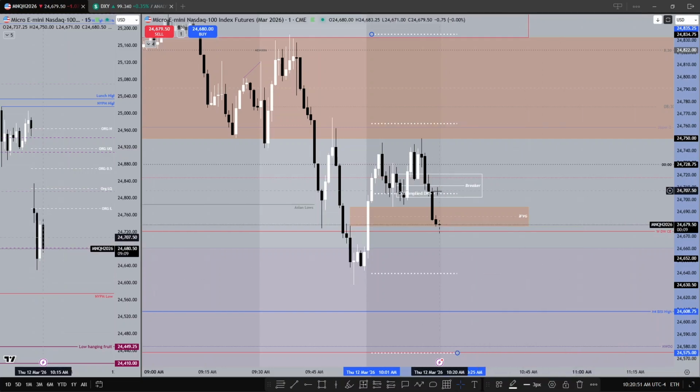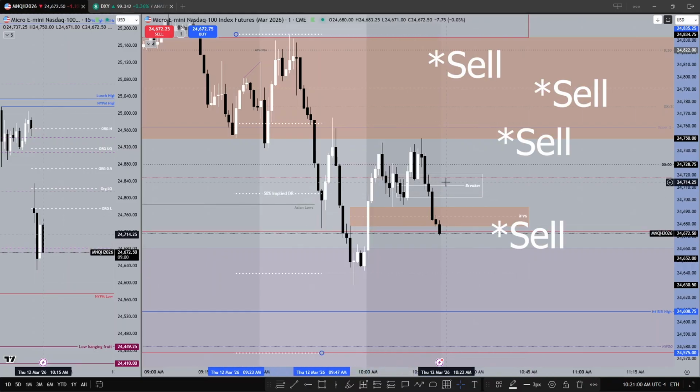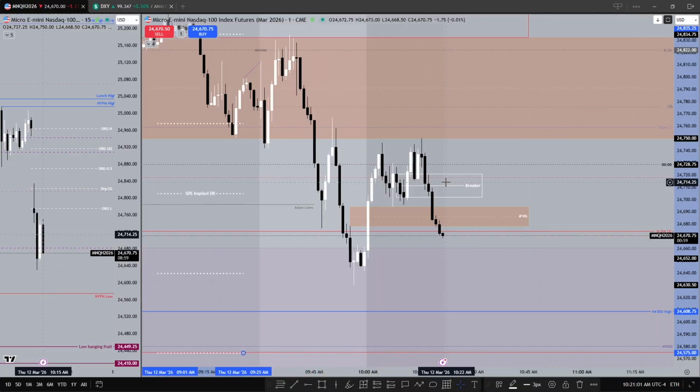Bam. I need to buy at the breaker. I need to buy the breaker. So I'm shifting that to the left. I'll require price to trade up to this breaker for me to go short. Come on, NQ. Could you give me the breaker?